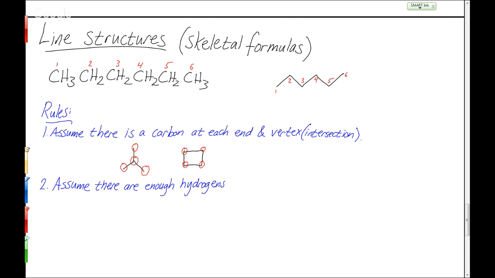Assume there are enough hydrogens so that each carbon has 4 bonds.